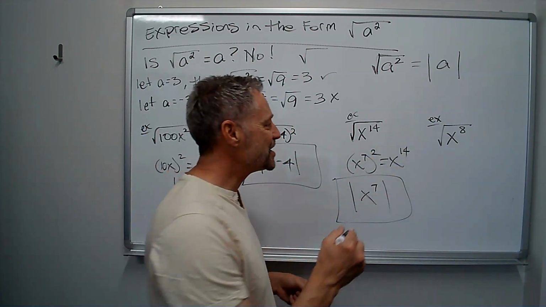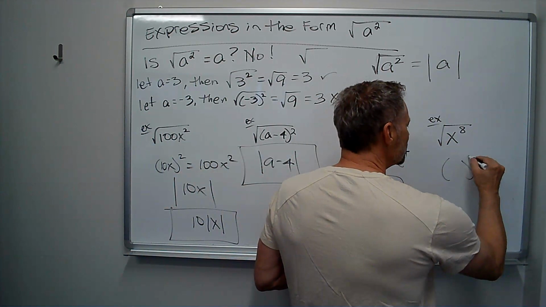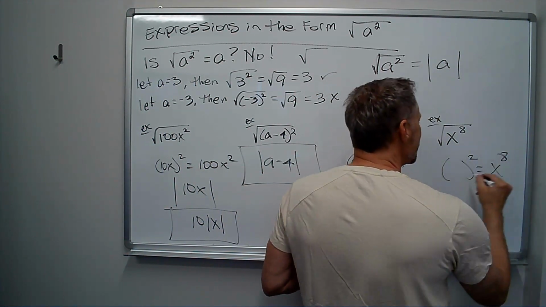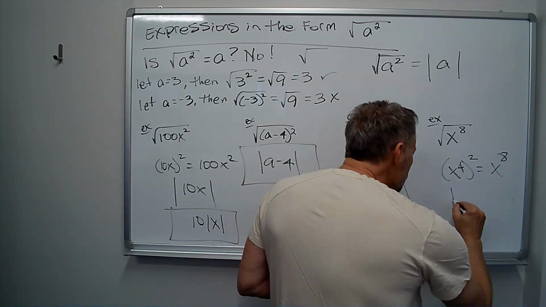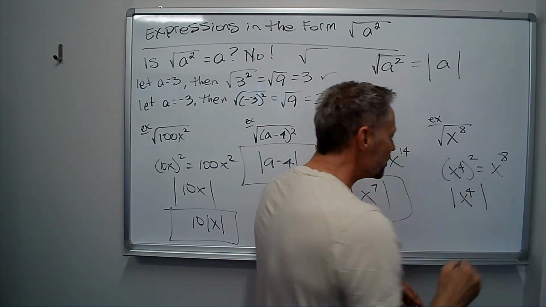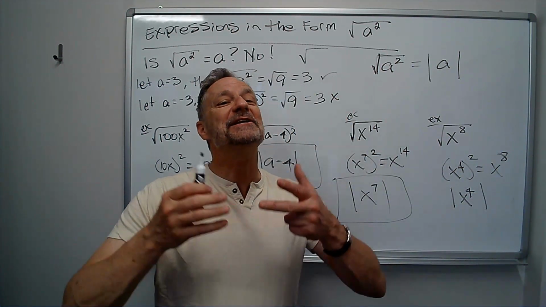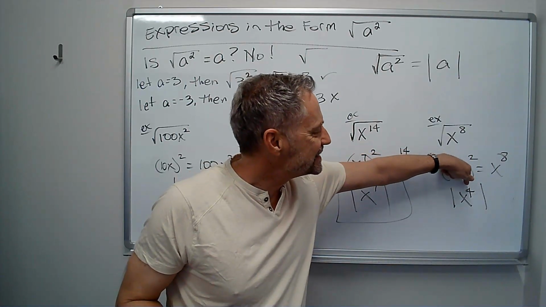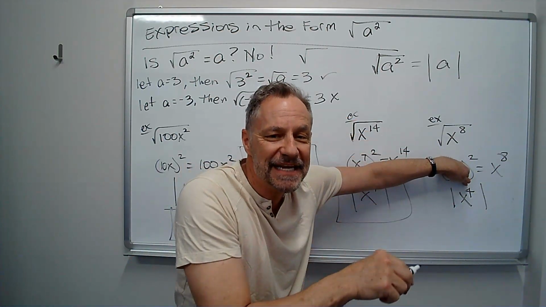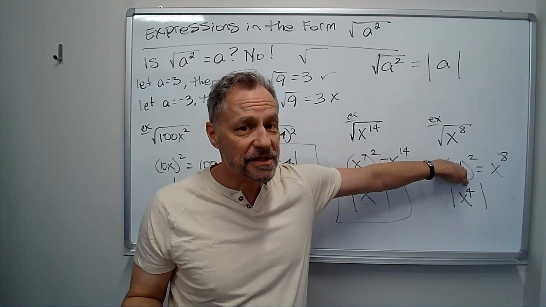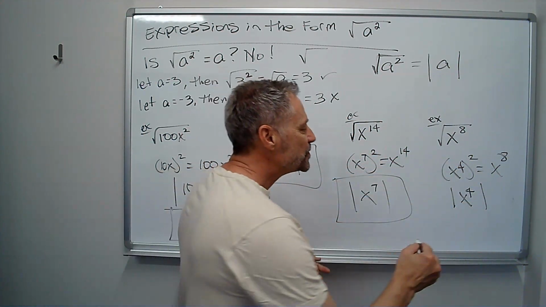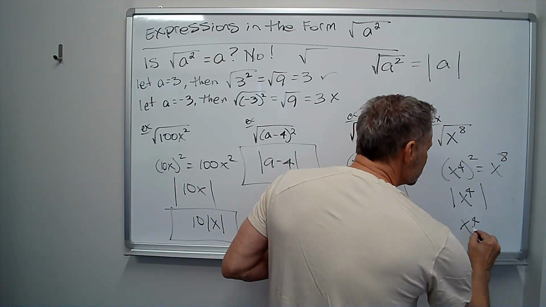The absolute value of x to the 8th. Notice what squared is x to the 8th? Oh, that's x to the 4th. So we could say the absolute value of x to the 4th. But in this case, we don't have to, because x to the 4th, when we raise it to an even power, it's always going to become non-negative anyway, 0 or positive. So in this case, we can actually leave it as x to the 4th.